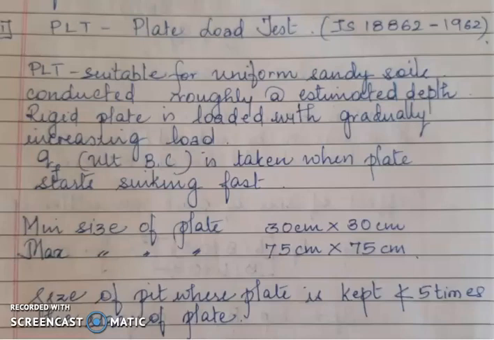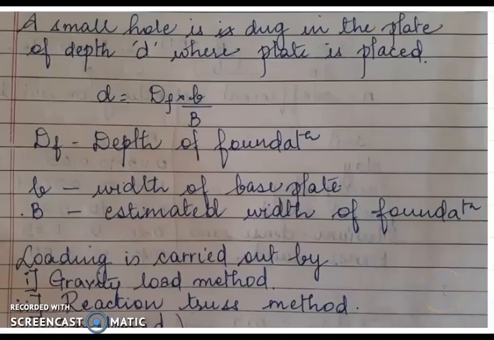The size of the pit where you are supposed to conduct the test should be at least 5 times the dimension of the plate. So if you are using a 30 by 30 plate, at least 1.5 by 1.5 meter should be the dimensions of the pit that you are excavating. To start conducting the test, you will not keep the plate right on the surface of the soil. You will try to have a small pit excavated.